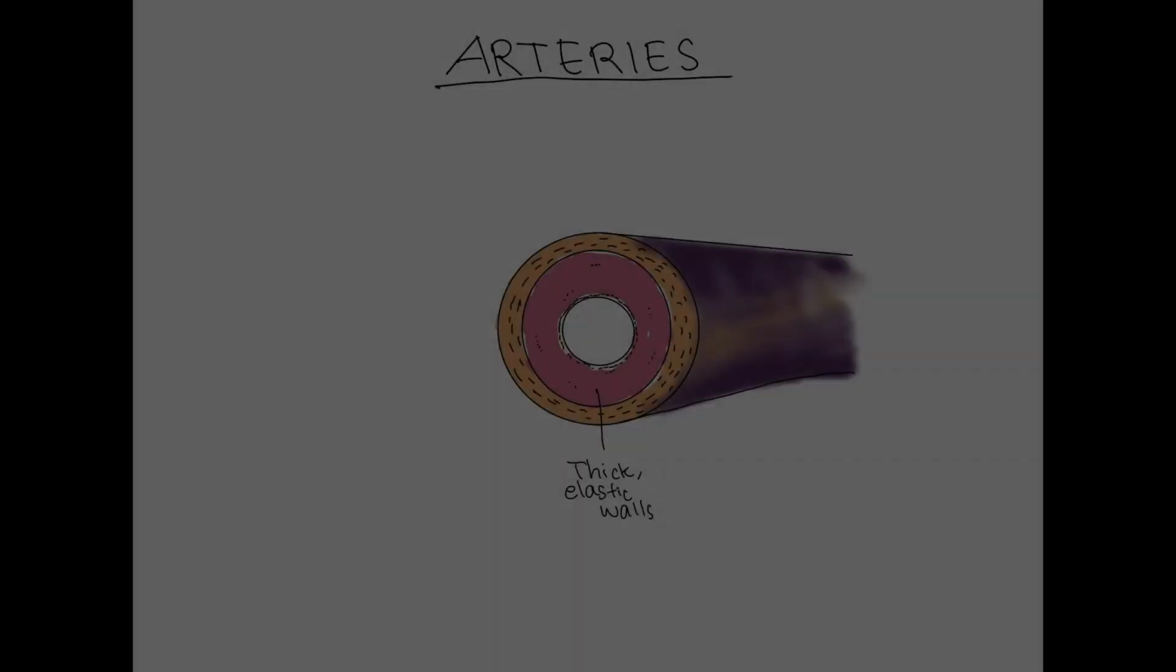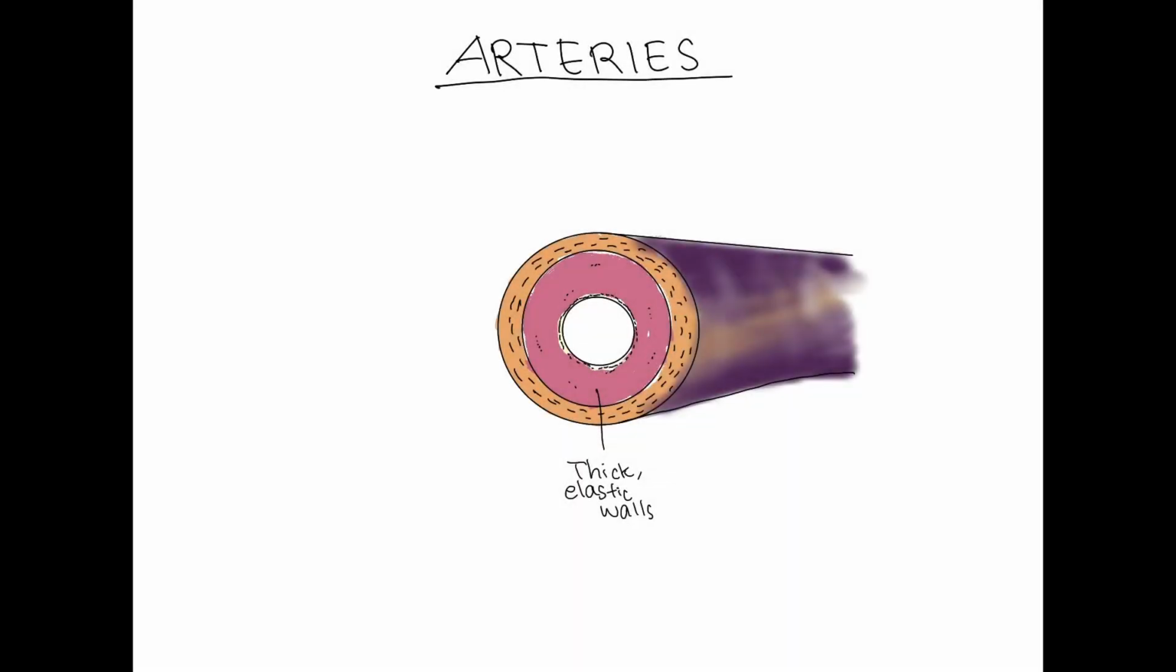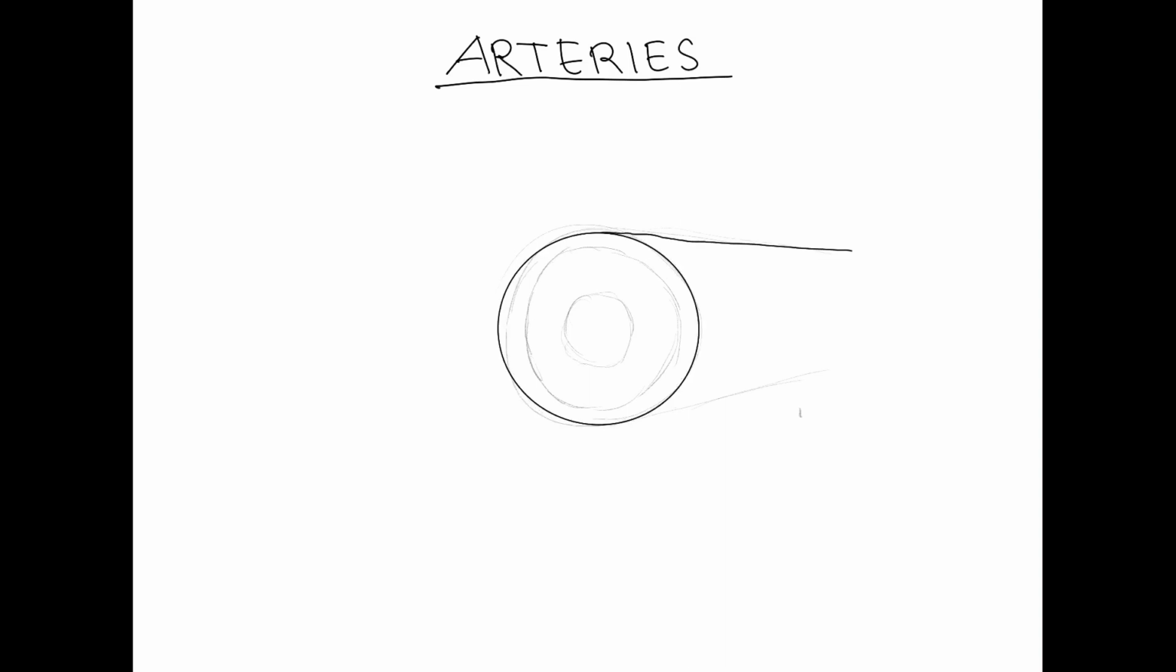Now we will learn 3 types of blood vessels. The first type of blood vessel is an artery or arteries. An artery is a blood vessel that takes blood away from the heart to all parts of the body. Most arteries carry oxygenated blood. The 2 exceptions are pulmonary and umbilical arteries, which carry the deoxygenated blood to the organs that oxygenate it.